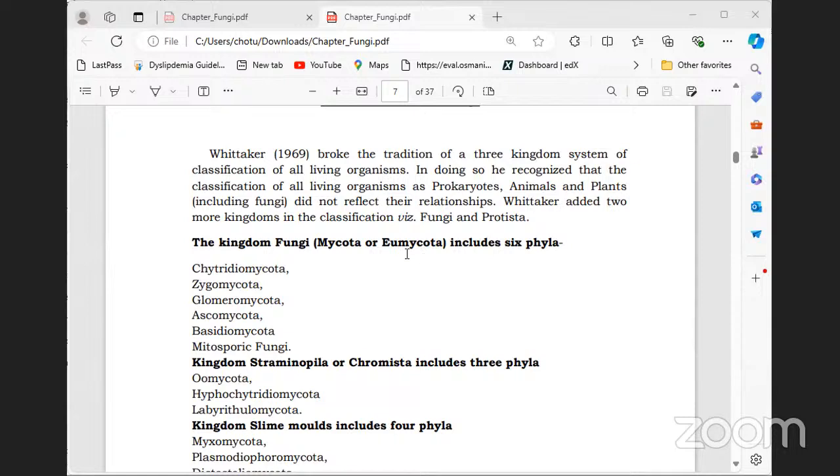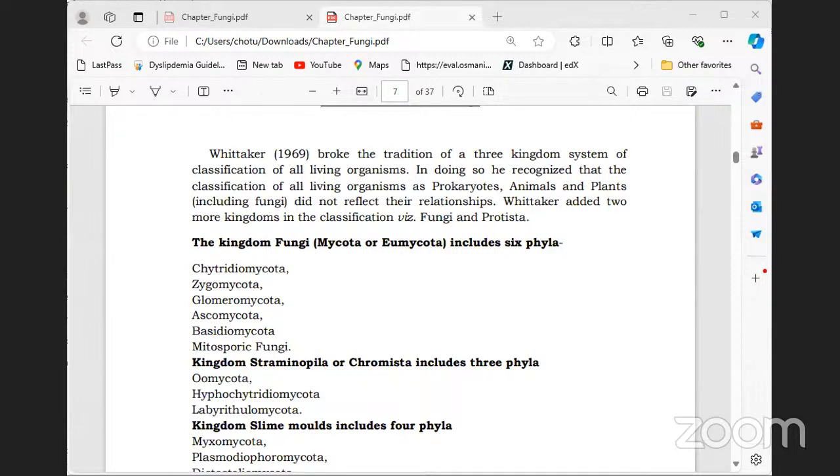Different scientists explain it in different ways. The first kingdom is Fungi: Chytridiomycota, Zygomycota, Glomeromycota, Ascomycota, Basidiomycota, and Mitosporic fungi. This is one group of phyla.